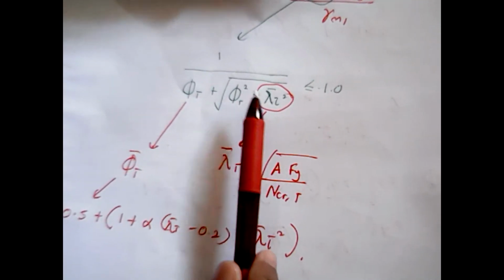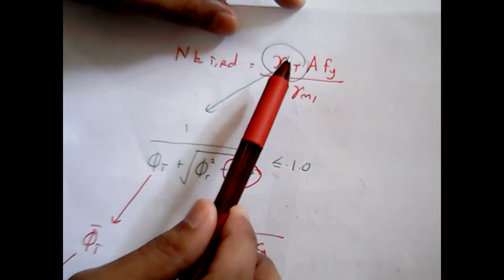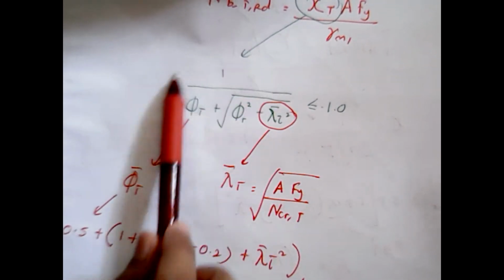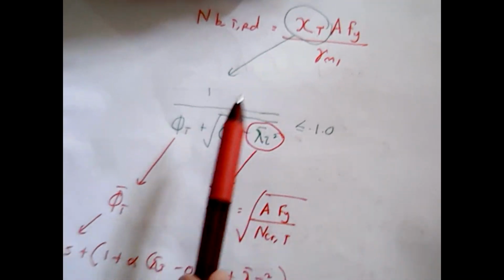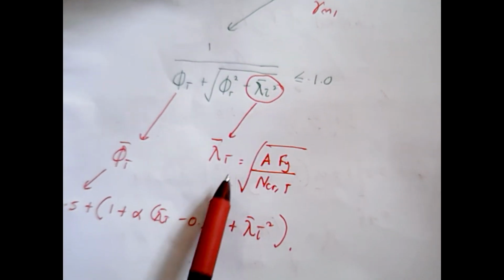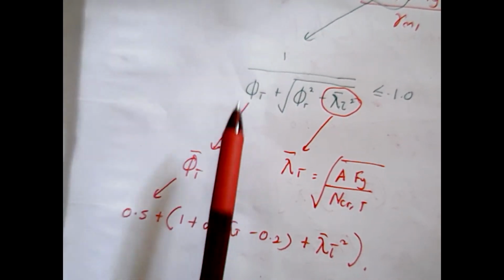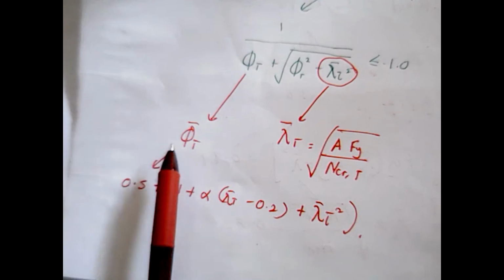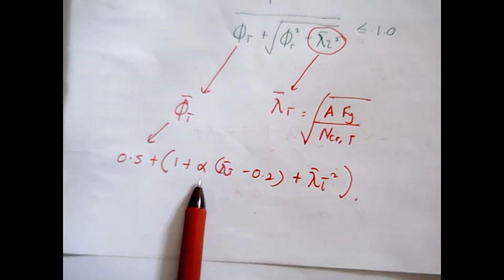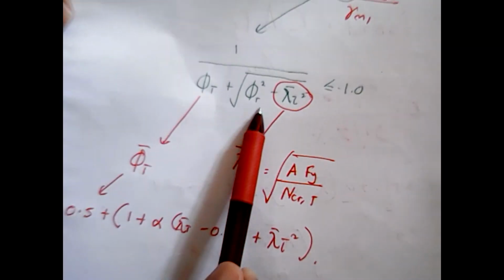Similarly here, you need to find this. For you to find this, you need to have this. To fulfill this, you need to find your slenderness for torsional buckling, which is given by this. And for you to get this, you need to get all this. And for this, you need to find the imperfection factor. This is a similar way to how you get the flexural buckling, but this is for torsional resistance.